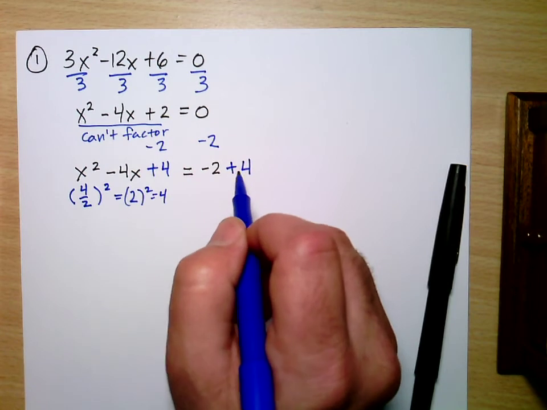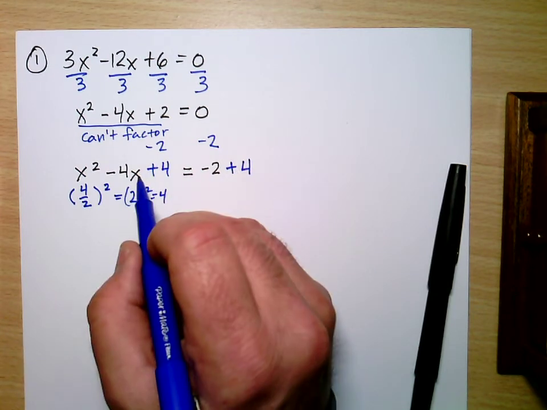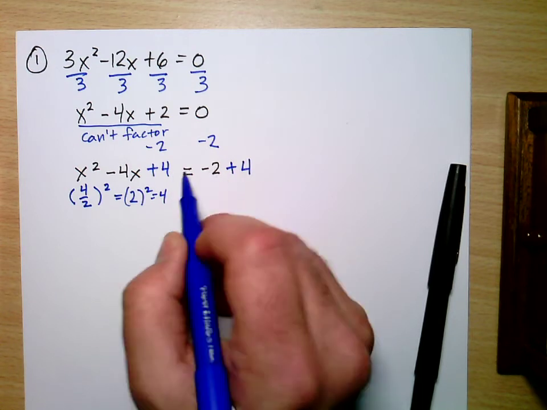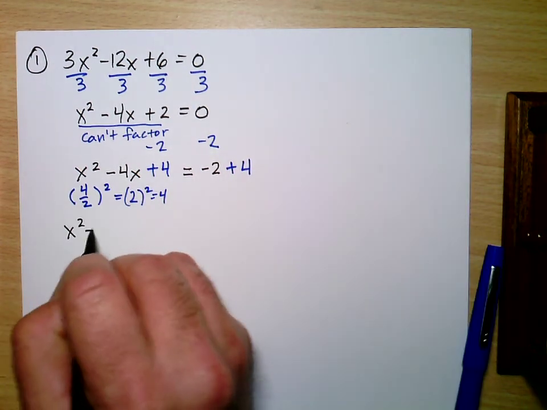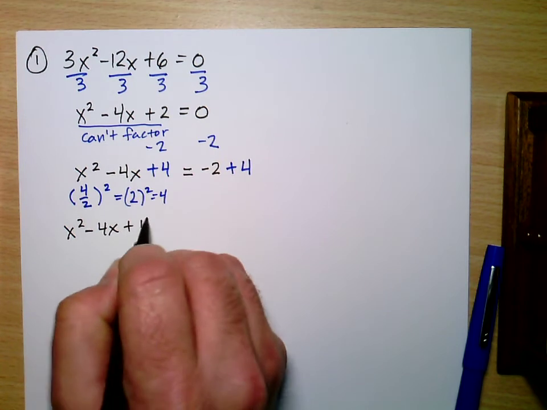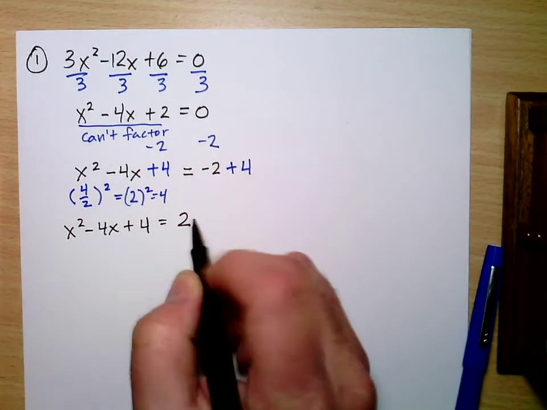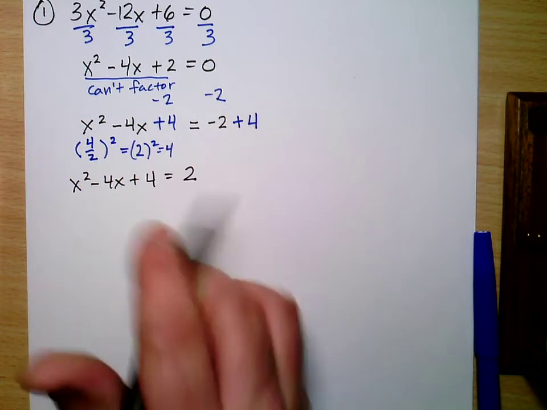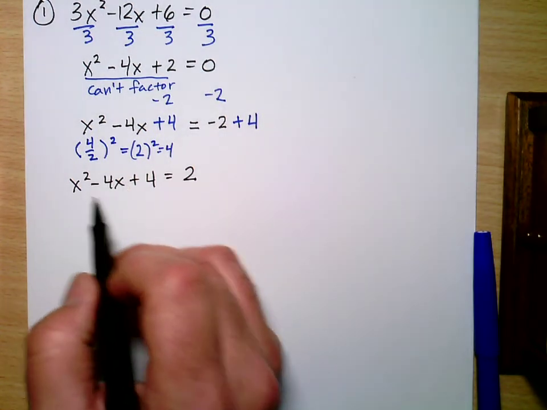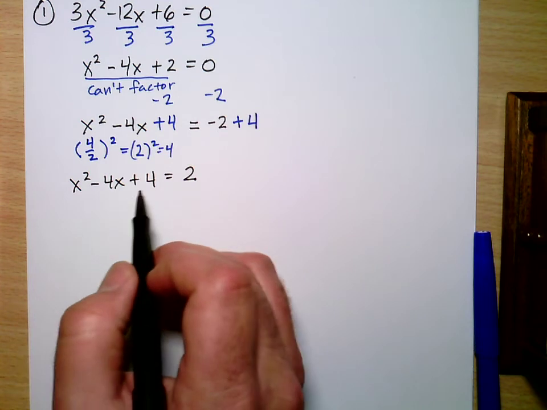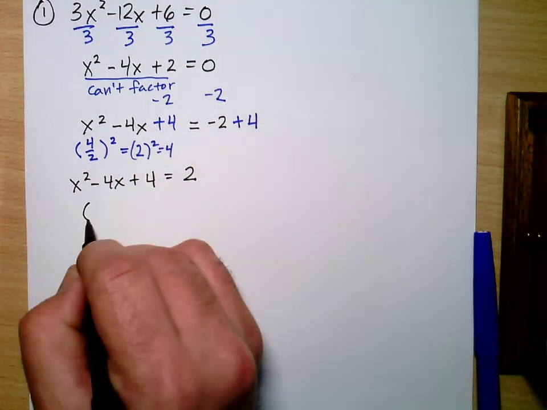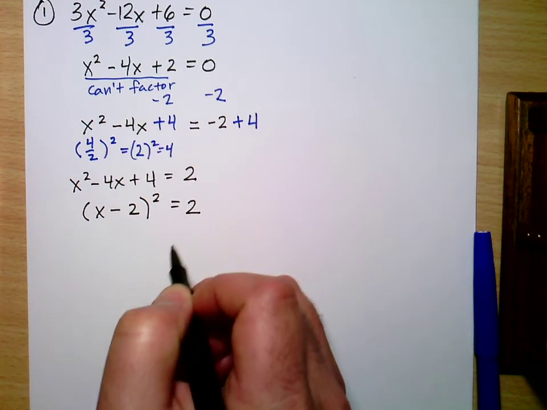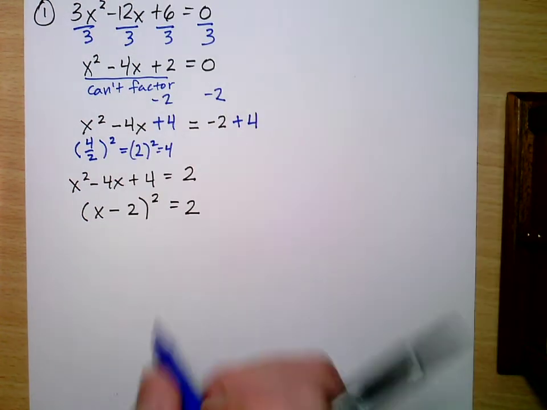That's really important. You can't add something to one side of the equation and not to the other, so it's important that you add to both sides. With x squared minus 4x plus 4 equals. And then, again, the reason we completed the square is to factor this expression. This is now a perfect square trinomial, and it factors to x minus 2 squared equals 2. Take the square root of both sides.